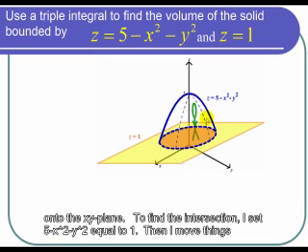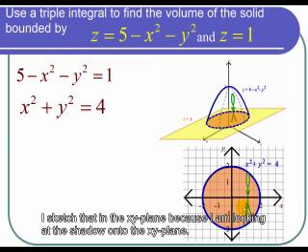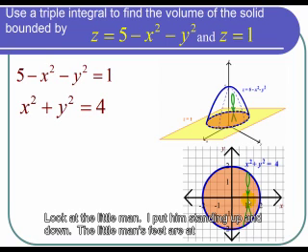So to find the intersection, I set 5 minus x squared minus y squared equal to 1. And then I move things around, and I get x squared plus y squared equals 4. And that's a circle of radius 2 centered at the origin. So I sketch that in the xy plane because I'm looking at the shadow onto the xy plane.